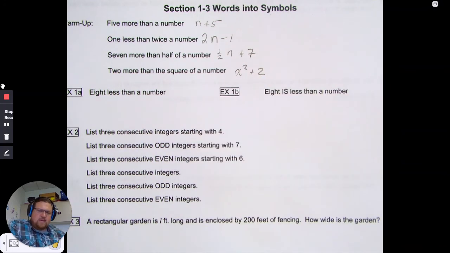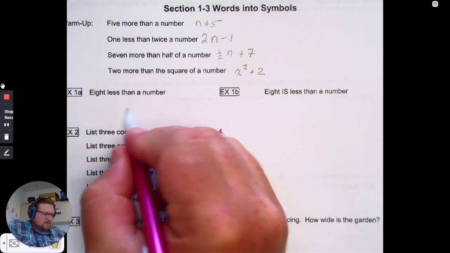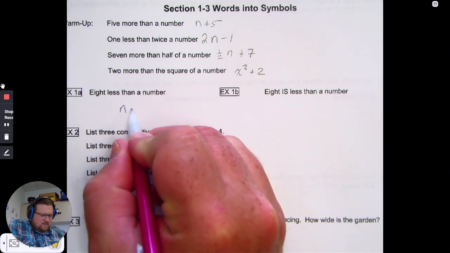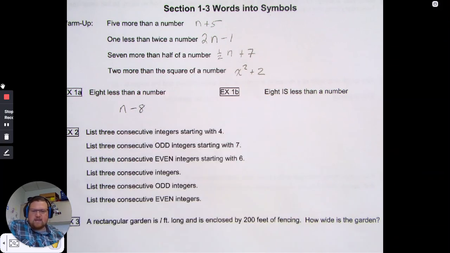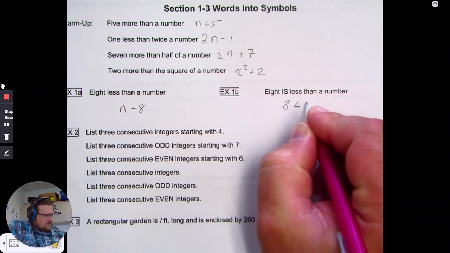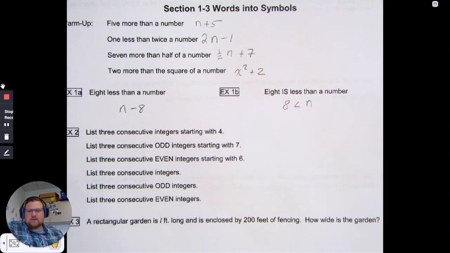Now, in math, you have to be careful when you're reading these because one little word can really drastically change what something means. So here we have 8 less than a number. If you have 8 less than a number, again, we just pick any variable we want and we subtract 8 from it. But if we say 8 is less than a number, then all of a sudden we're talking about an inequality. So we have to make sure that we're carefully paying attention to what the problem's telling us.